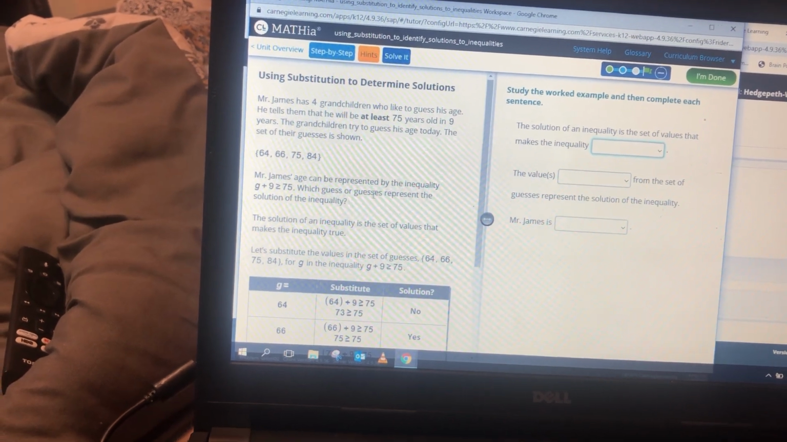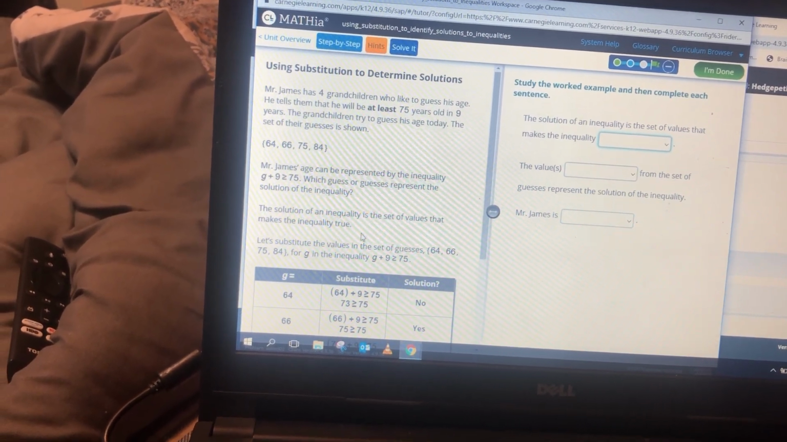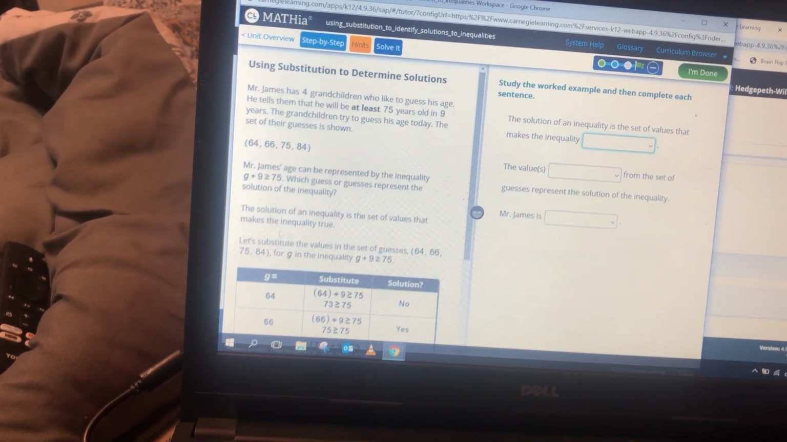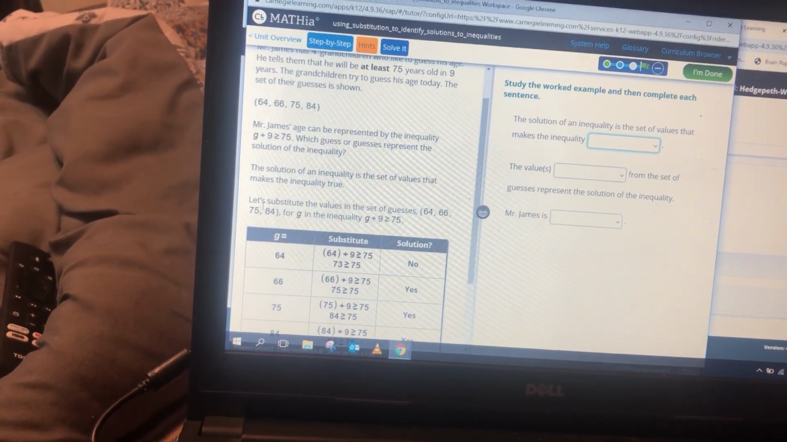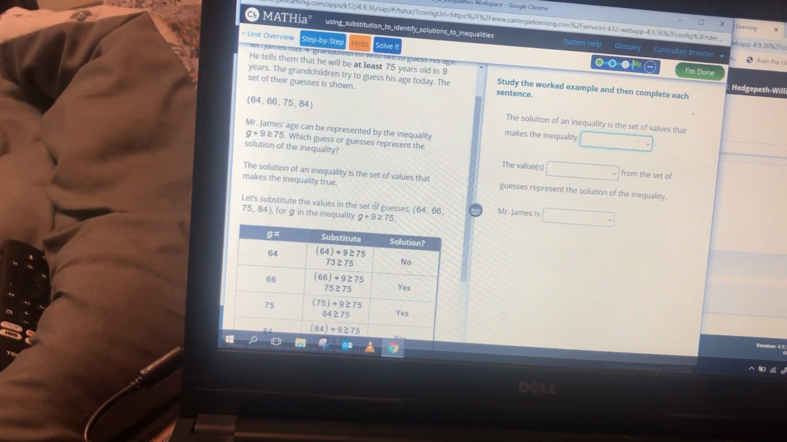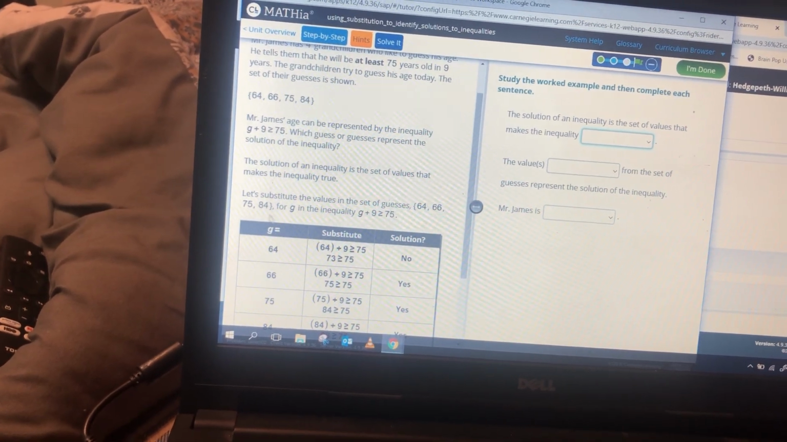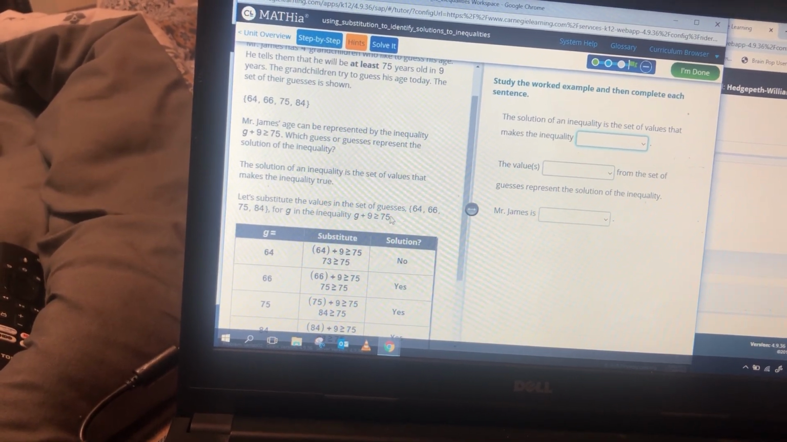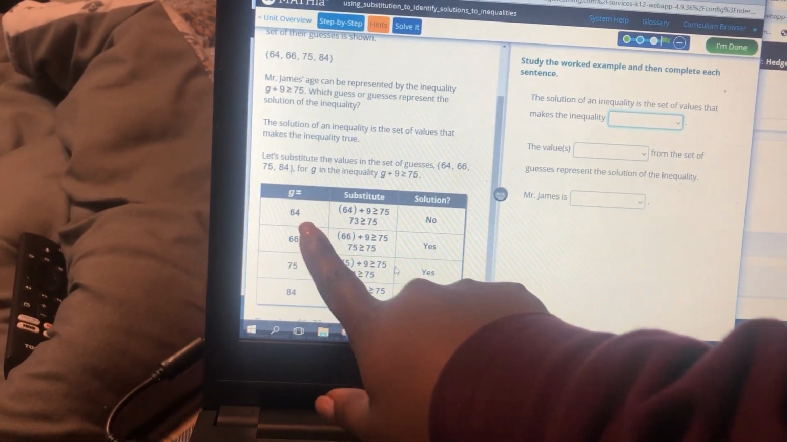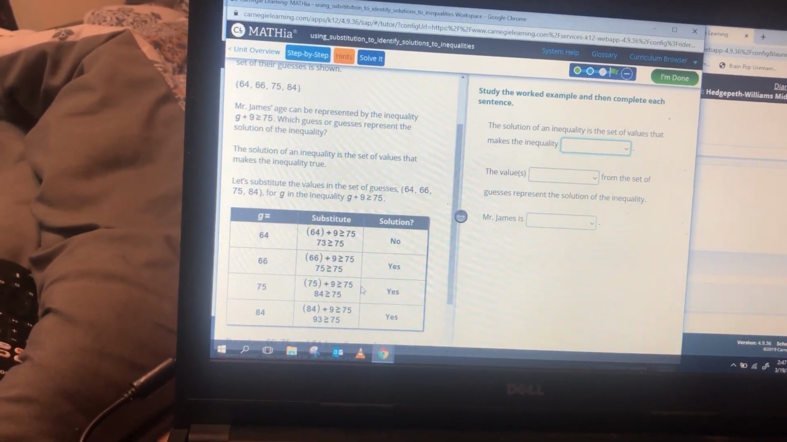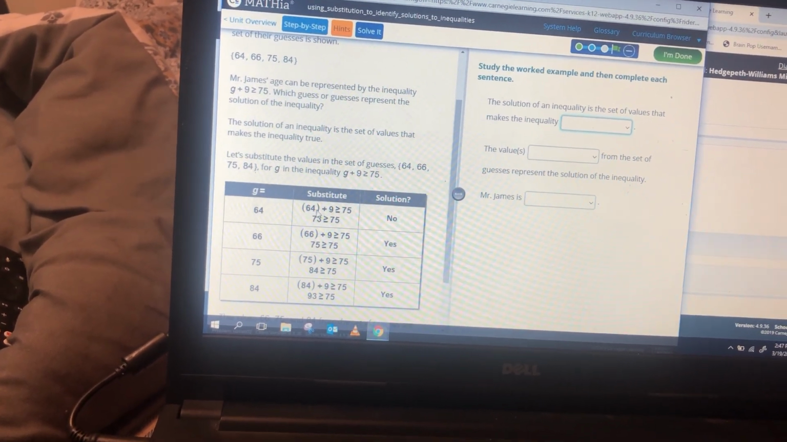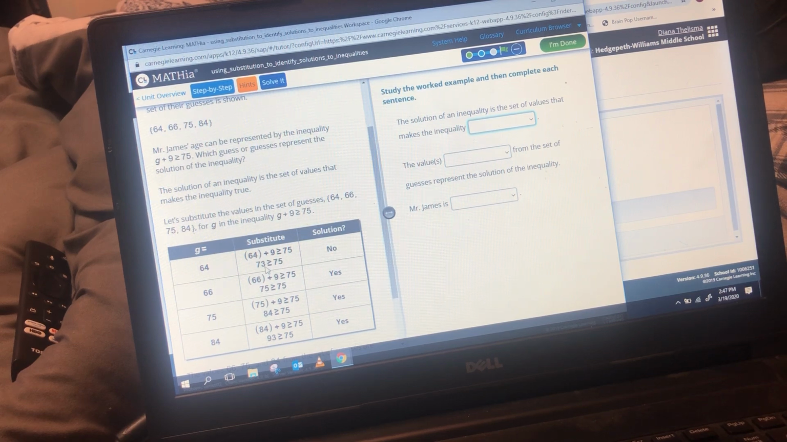Which guess or guesses represent the solution of the inequality? The solution of the inequality is the set of values that make the inequality true. Let's substitute the values in the set of guesses 64, 66, 75, and 84 for G in the inequality G plus 9 is greater than or equal to 75. So what they did was they substituted everything for G. They put 64 for G, so they said 64 plus 9. Is it greater than or equal to 75?